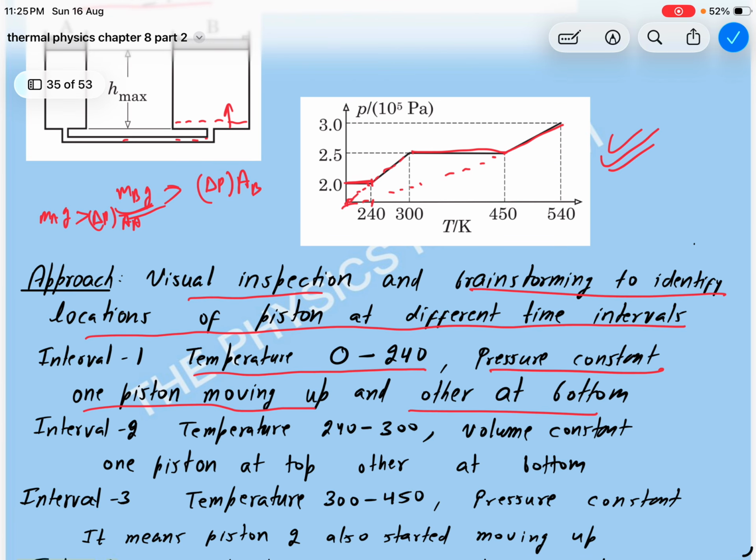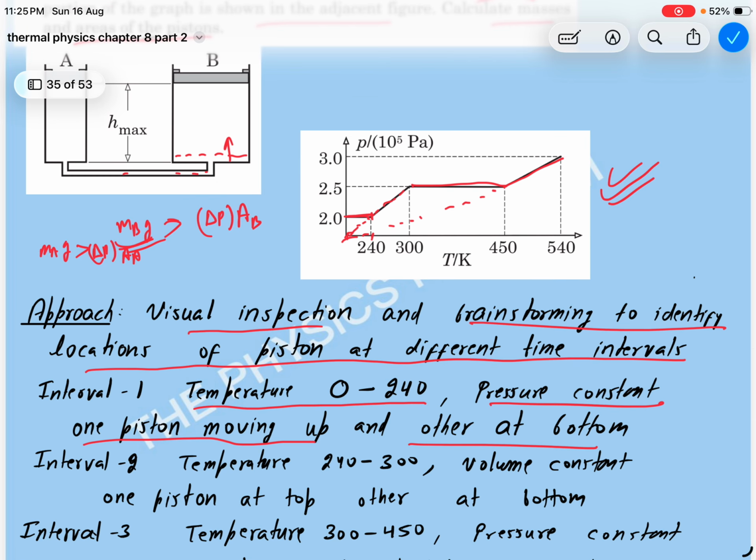Second interval, from 240 to 300, where volume is constant. In that, what I'm thinking is that already one out of the two, just take A, suppose I'm taking A. So A is at the top and B is at the bottom, and then temperature of the gas is increasing, the volume is constant, right? So from 240 to 300, it means this pressure is not sufficient to push this B also up, right?